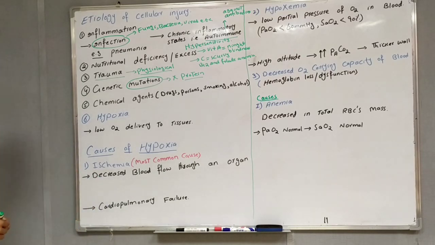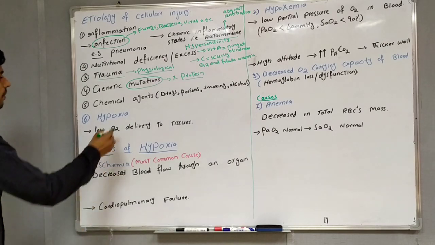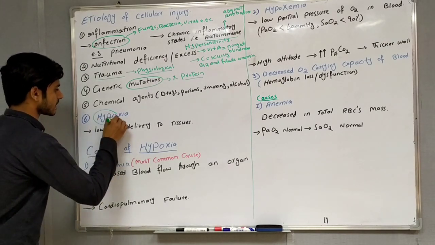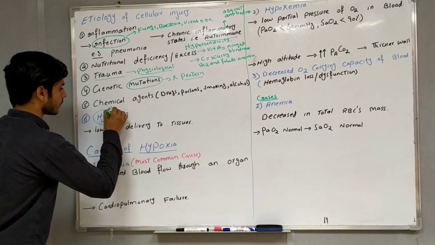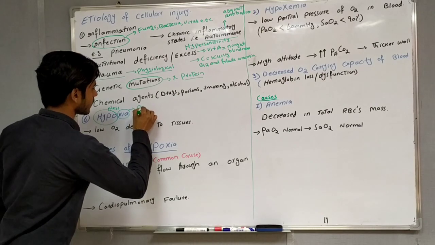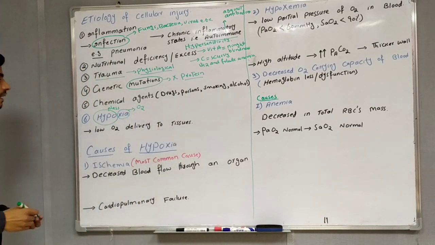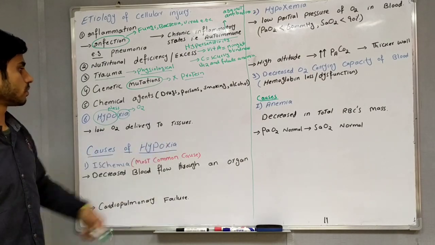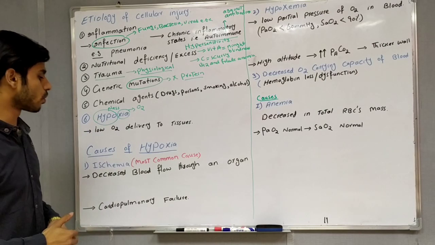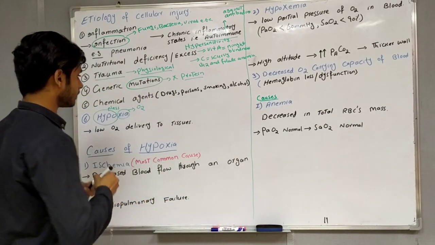The sixth one is hypoxia, which is the most important and most common etiology of cellular injury. Hypo means less, and oxia is taken from oxygen. So what does it mean? Low oxygen delivery to tissues. When oxygen is delivered less to tissues, it is called hypoxia. Now we will discuss how hypoxia has the ability to cause cellular injury.